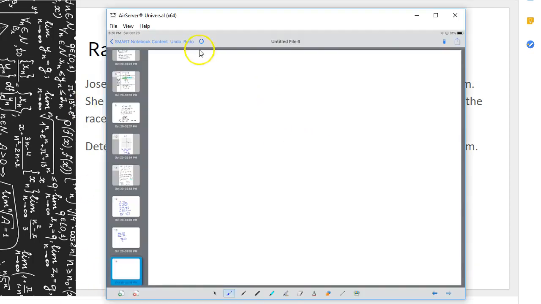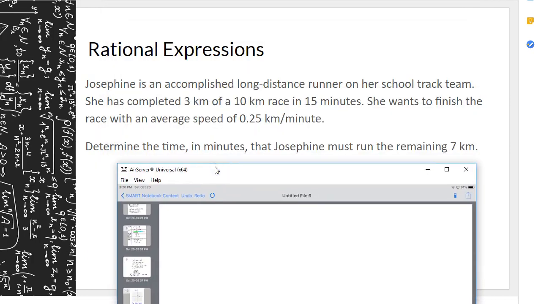Alright, so first of all, realize that your book might do this a little bit differently. I want to run 0.25 kilometers every minute. Okay, so how do we state speed? Well, speed is equal to distance over time. We can create this formula by just looking here. This is distance over time, gives us our speed. So we want our average speed to be 0.25 kilometers per minute. So we want 0.25 to equal our distance. Well, what is our distance? Our distance is 10 over our time.